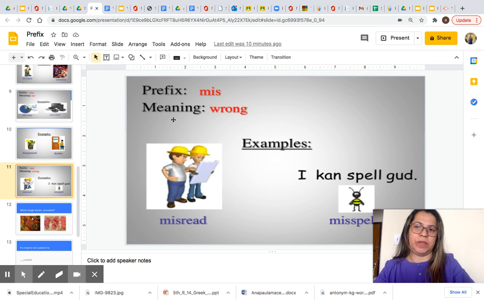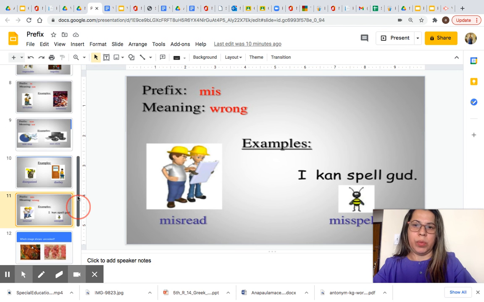And let's look at the prefix mis, which means wrong. I misread the word. What does it mean? I read it wrong. I misspell the word. What does it mean to misspell something? You spell it wrong. So the person here misspelled the word, right? Because when you spell can, you spell C-A-N, not K-A-N.